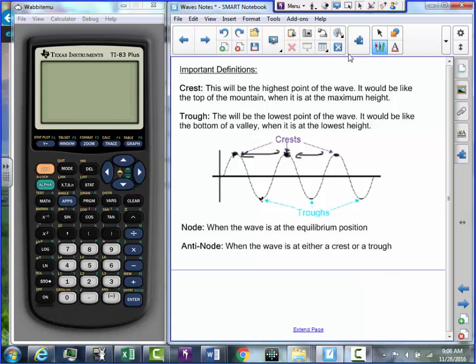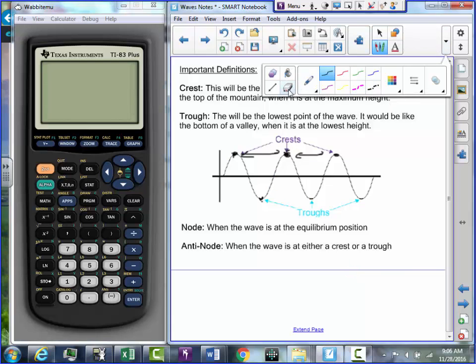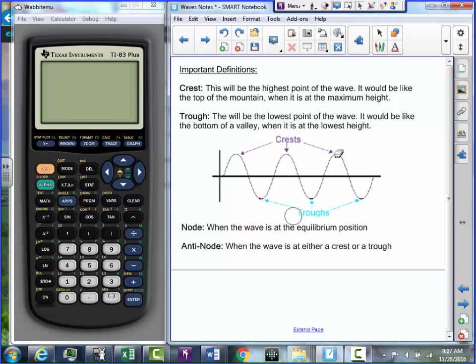Makes sense? Okay, I have some other words on here that are not labeled. So I'm going to add to this diagram if it's not too messy. They're called nodes and antinodes. A node would be found right here. Those are known as nodes. Basically, they're defined by when something is in what's called the equilibrium position. In math, what would we call these points right here?